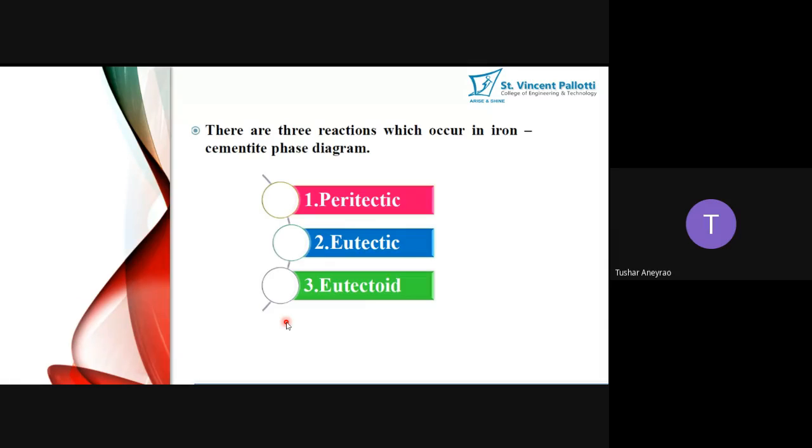So there are three reactions. First is peritectic, second is eutectic, and third is eutectoid. Peritectic you know, eutectic also you know, and eutectoid you also know. So peritectic is nothing but what? Peritectic reaction, can anyone tell me? I want to see whether you know. Please, if you can answer for all these three reactions, what is happening in peritectic, eutectic, and eutectoid, immediately. Alpha plus liquid is beta, is peritectic. Okay, eutectic.